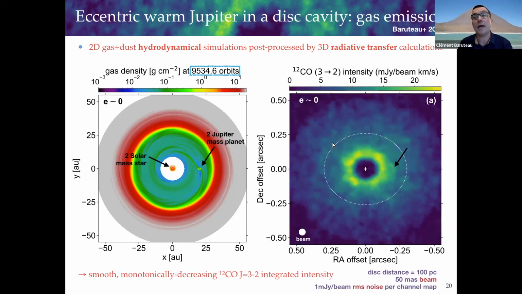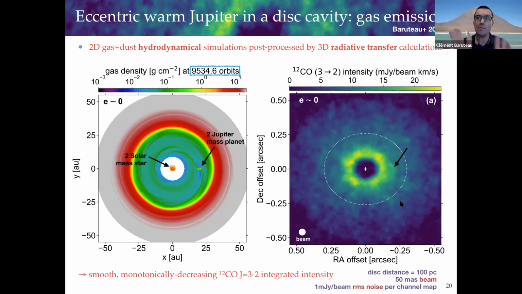And now if we add noise to the synthetic maps, which is done by considering white noise on the specific intensity prior to beam convolution, and with an RMS noise level typical of what we can reach with ALMA observations of protoplanetary disk gas, then this is the kind of structure that we see, where overall we just see a smooth, monotonically decreasing integrated intensity, and the planet emission is quite difficult to see.